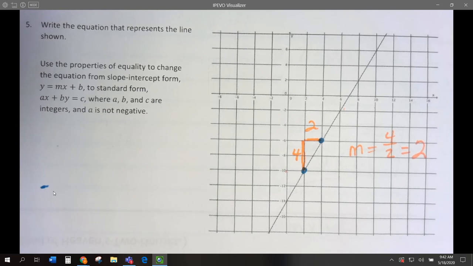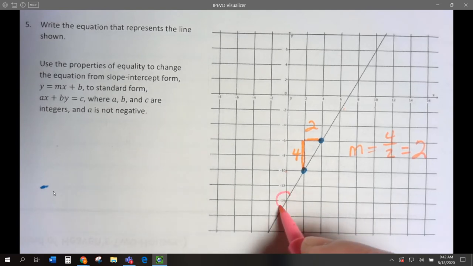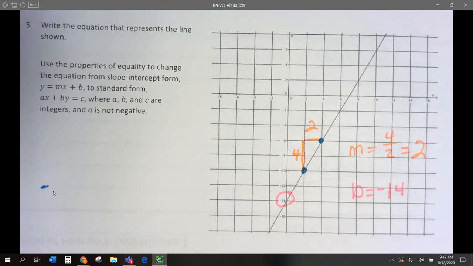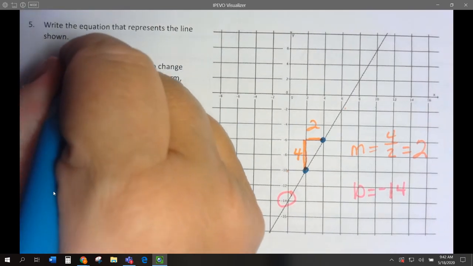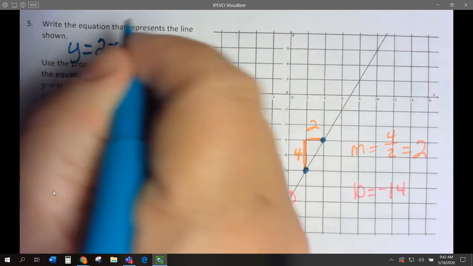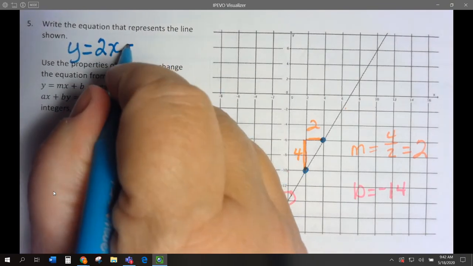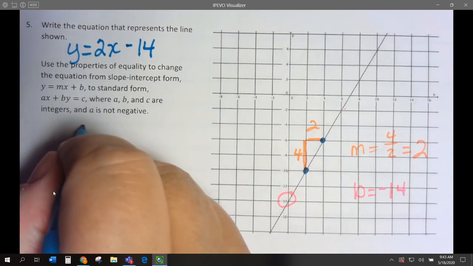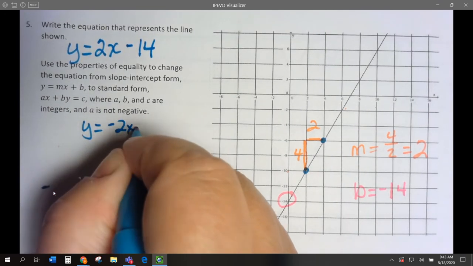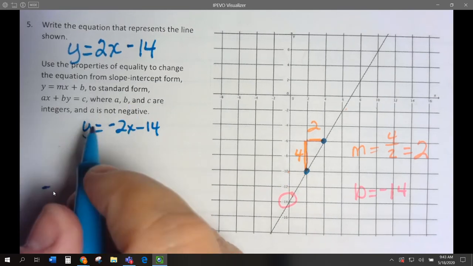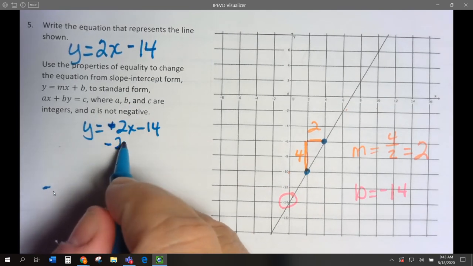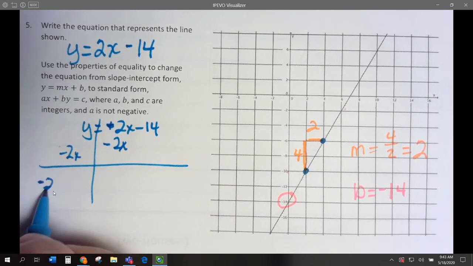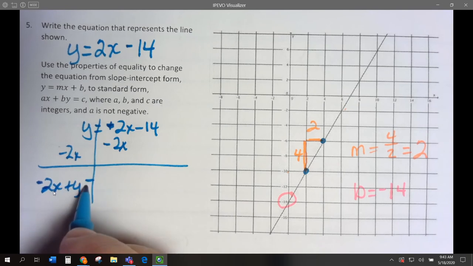And our b is going to be -14. So we're going to have y equals mx plus b. Our m is 2, and -14 is our b. To change this into standard form, this is a positive 2x, sorry. I've got to subtract 2x from both sides. So we have a negative 2x plus y equals a negative 14.